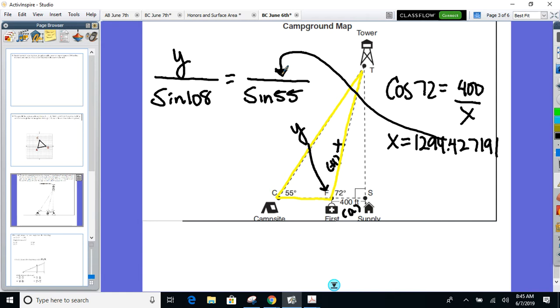And again, if you do use law of sines, all four values have to come from the same triangle. You cannot mix and match values from different triangles. All four values need to come from the same triangle.